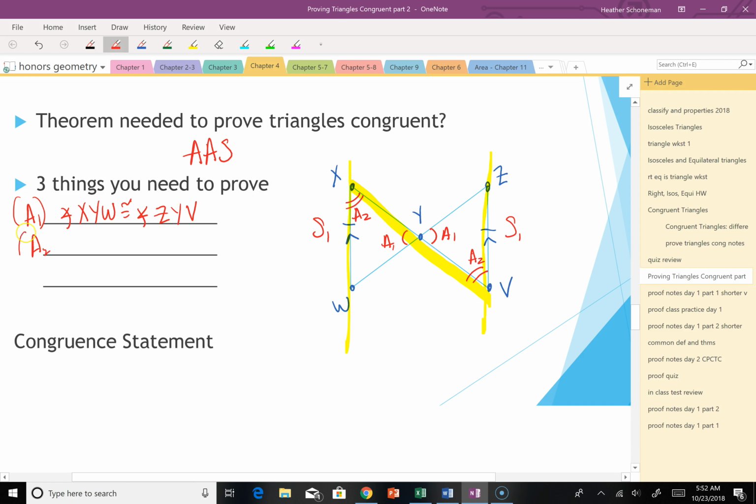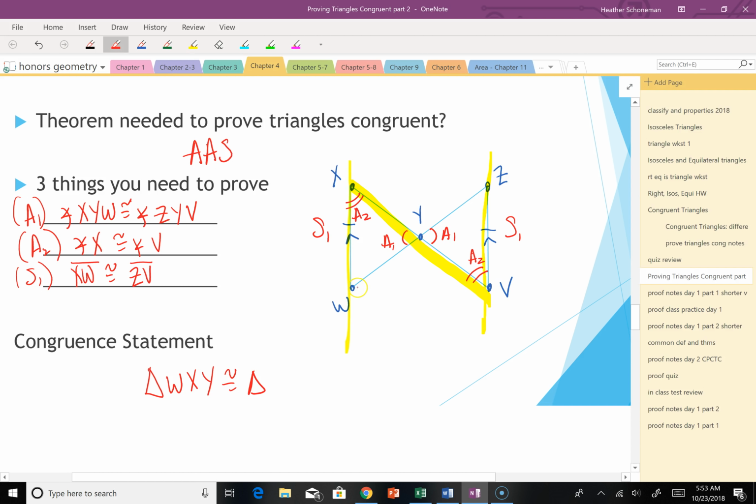Okay, the second angle were the alternate interior ones. Now if I say X, you know exactly which angle I'm talking about. So you can just use 1 letter here. Now if you use 3, it's not wrong. But why use 3 when you can use 1? All right, and the side, that's the left and the right. So the left is XW, and the right is ZV. Now let's make a congruent statement. So I'm going to say triangle, doesn't matter how I start, WXY.